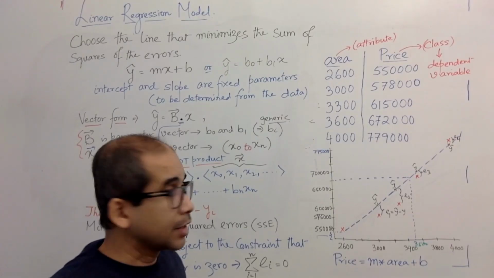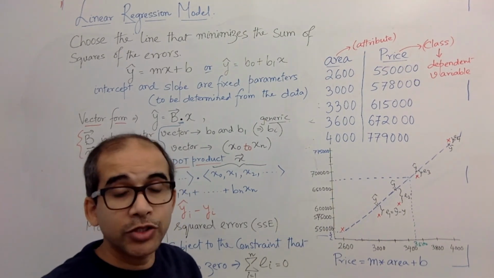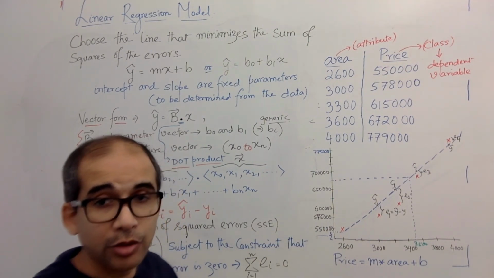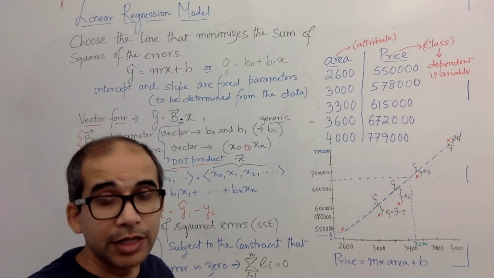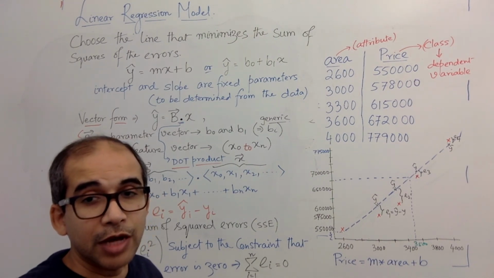Since linear regression tries to reduce the sum of the squares of the errors, this is also sometimes called the least squares linear regression line.